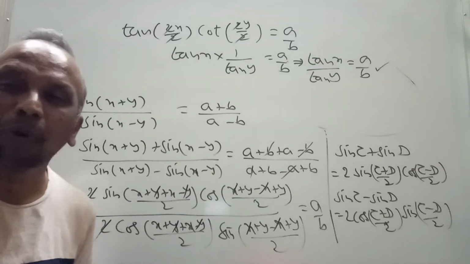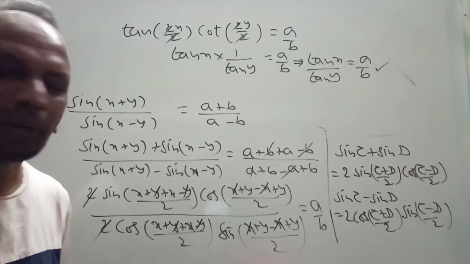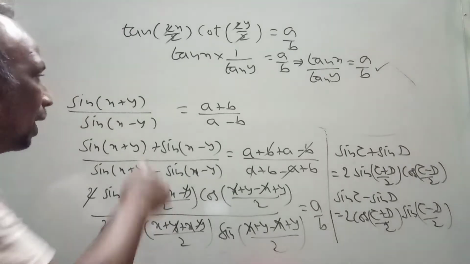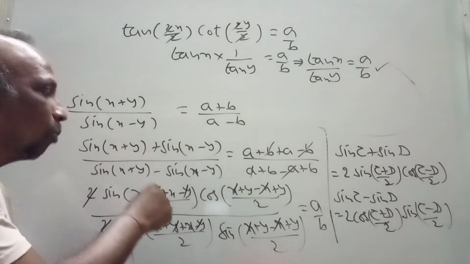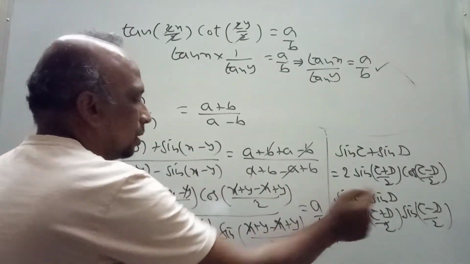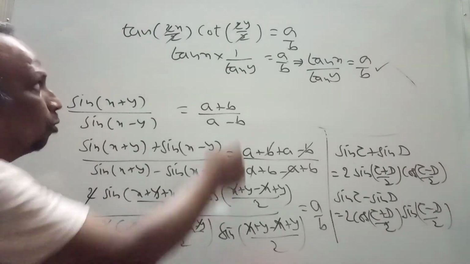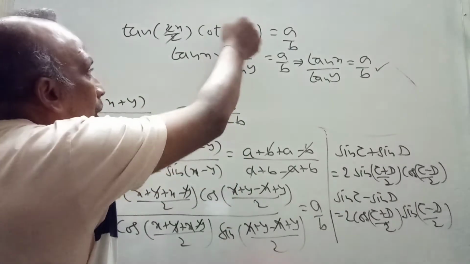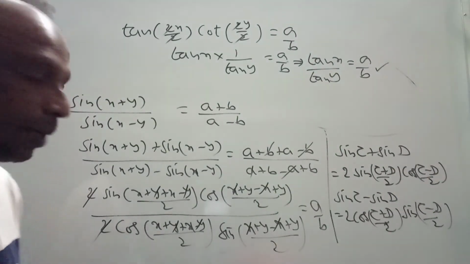Now I am going to explain one more problem. This was an important model. Just observe here. In this problem, the given one: apply componendo and dividendo. After applying componendo and dividendo, use sin c plus sin d in the numerator and sin c minus sin d in the denominator. Then sin by cos will be tan and cos by sin will be cot. But the required result is everything in terms of tan, right? Cot y is 1 by tan y. Then tan x by tan y is equal to a by b.